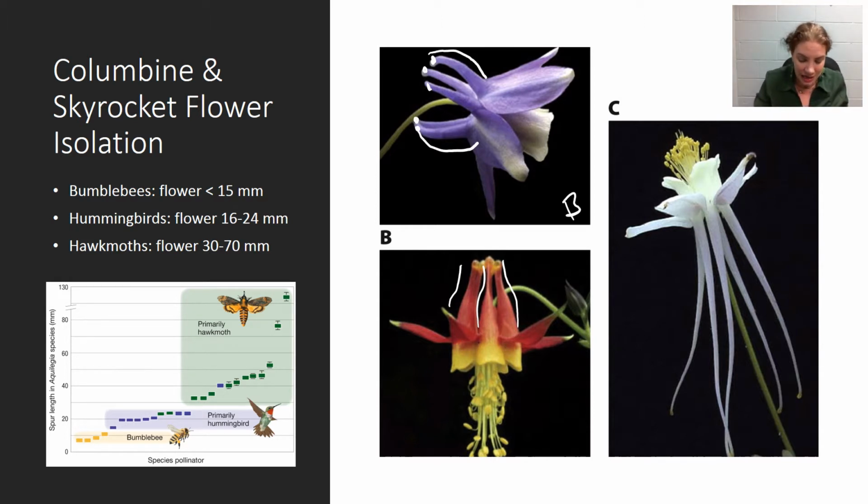You've also got the modified stigma and anthers to help deposit the pollen onto your little hovering hummingbird as it flies up and sticks its beak up into the flower to try to get nectar. Yeah, I can't draw a hummingbird's beak. Okay, so far so good.